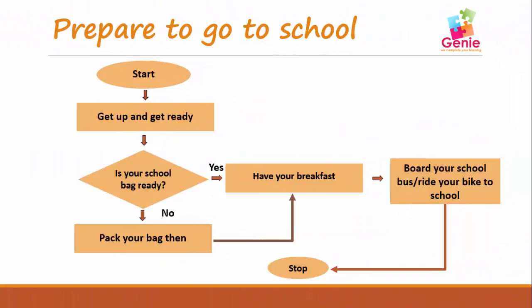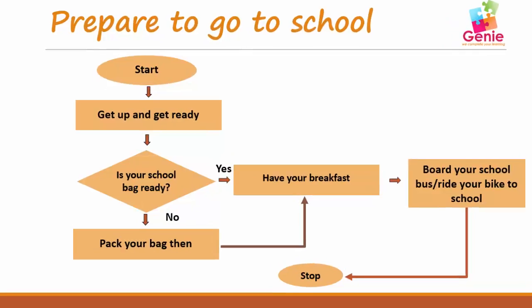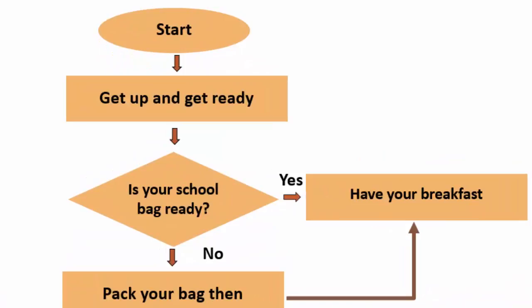Another task in the everyday life of a student is to get up in the morning and go to school. Let's see this in the form of flowchart. We start the flowchart by an oval box and write the start statement inside it. Then the next step would be to get up and get ready. Now you ask a question to yourself, is your school bag ready? If no, then you have to pack your bag then.